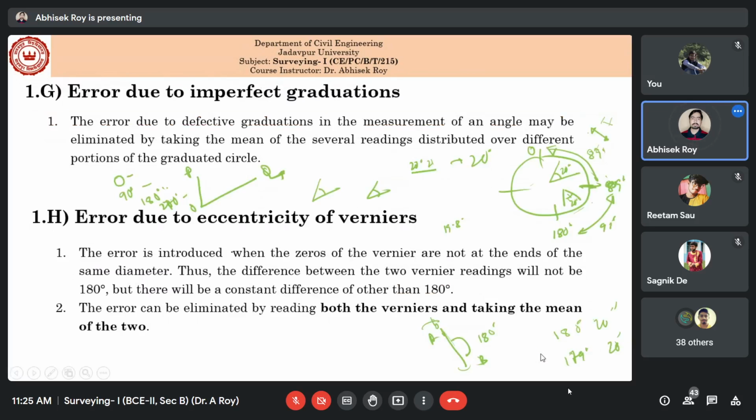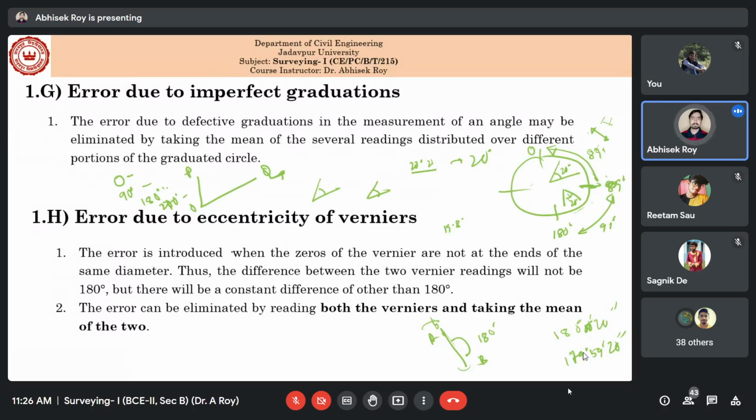then what will you do? 180 degree 00 minute 20 second and 179 degree 59 minute 20 second. So this kind of say 20 seconds error or some error is there, then what will you do? How to remove the error? Otherwise your measurements will be erroneous. So how to remove this sort of error?